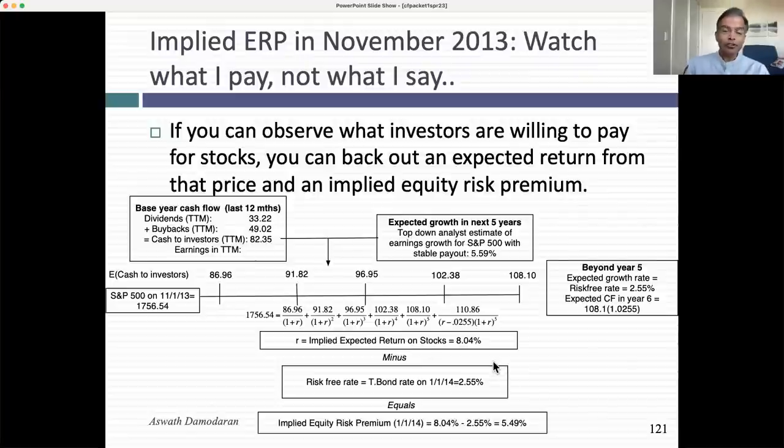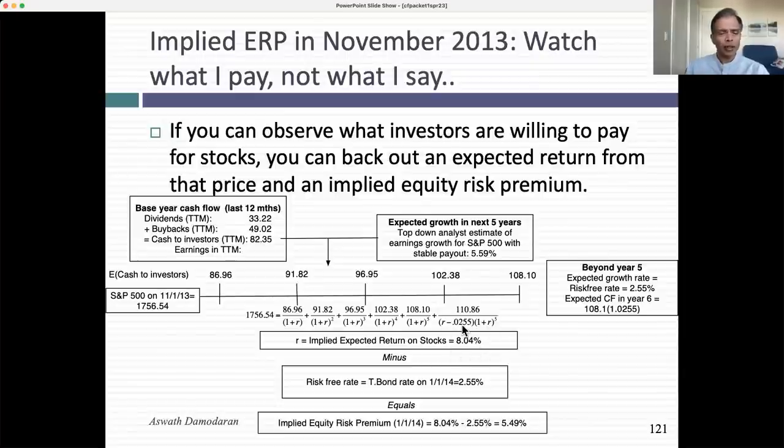Let me back up. Solving that equation is an incredible mathematical mess. It's trial and error. Thank God for Excel's Goal Seek or Solver function. So what I do is I use the Excel Solver function. I solve for the internal rate of return, 8.04%.